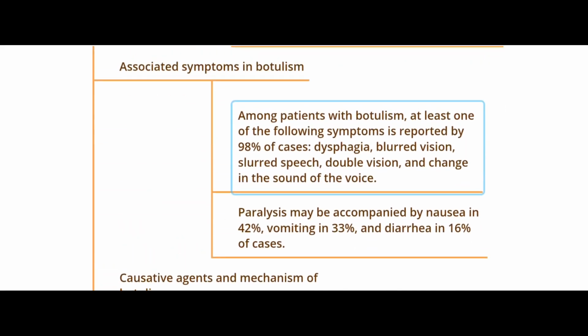Associated symptoms in botulism. Among patients, 98% have dysphagia and blurred vision, slurred speech, double vision, and change in the sound of the voice. We could have nausea in 42%, vomiting in 33%, and diarrhea in 16%.